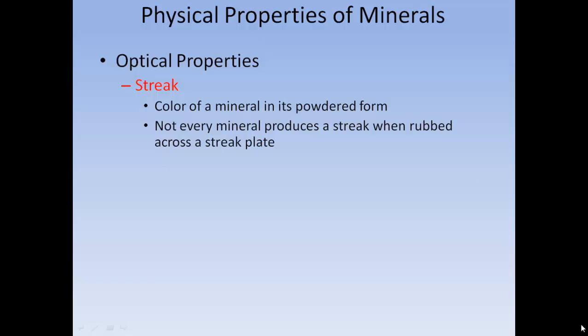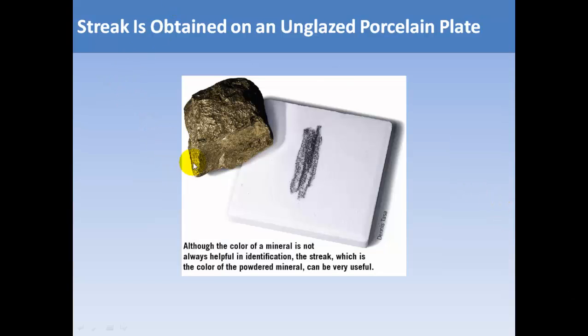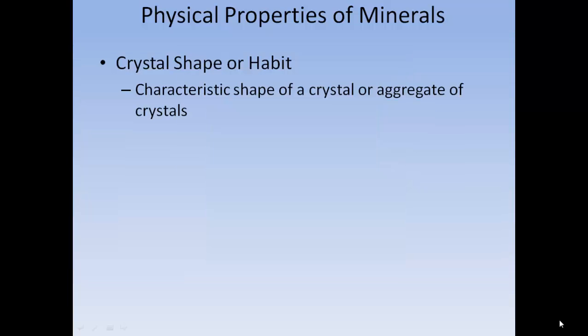Streak is a better way of using color. It's the color of the mineral in its powdered form. Not every mineral produces a streak when rubbed against a streak plate. The streak plate is a non-glazed porcelain plate. So you rub the mineral on it, and it may leave a scratch mark of powdered form of the mineral, and you look at the color of that. So here, pyrite, or fool's gold, is used to streak against a streak plate, and its streak is actually a black streak, even though the mineral is kind of sub-gold in color.